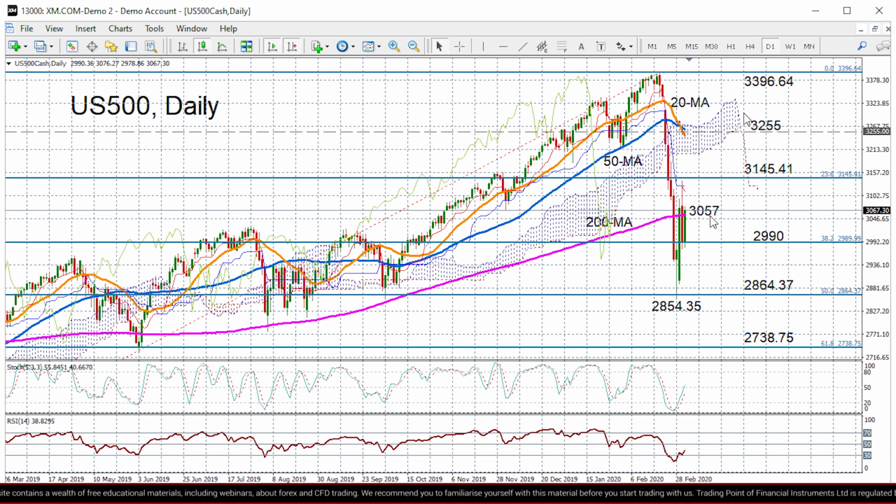For now, though, prices do need to make a clear break above the 23.6% Fibonacci in order to maintain that positive momentum. Otherwise, we could see the index heading back down again, and the immediate support is at the 38.2% Fibonacci at 2,990. Below that, we could see the index heading back towards that February low of 2,854 before heading towards the 61.8% Fibonacci at 2,738, which, if broken, could signal that the latest downside correction is more than just a temporary one, and the index could be entering a bearish phase in the more medium term.